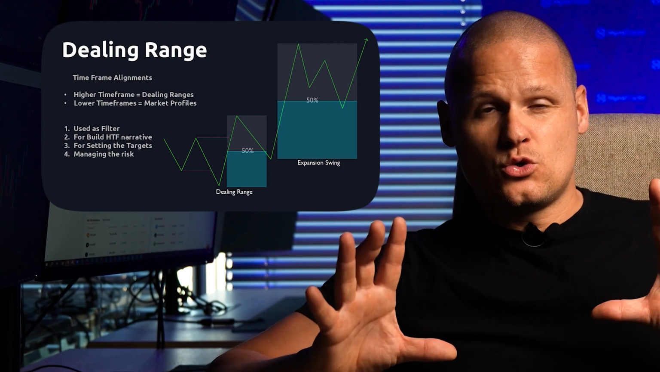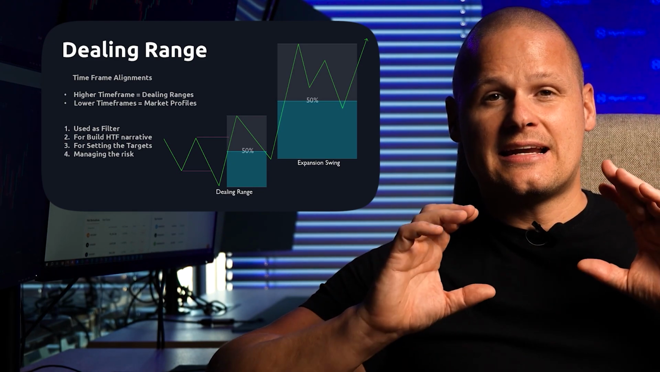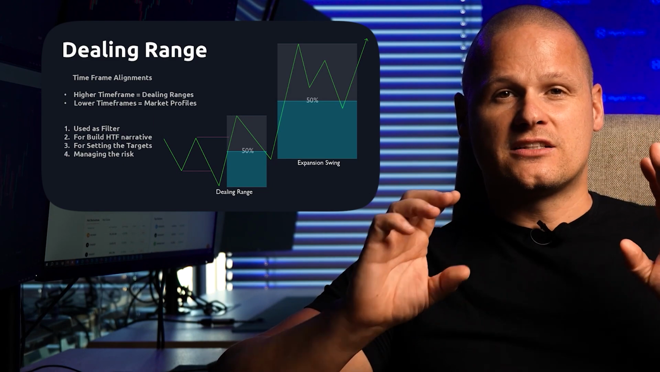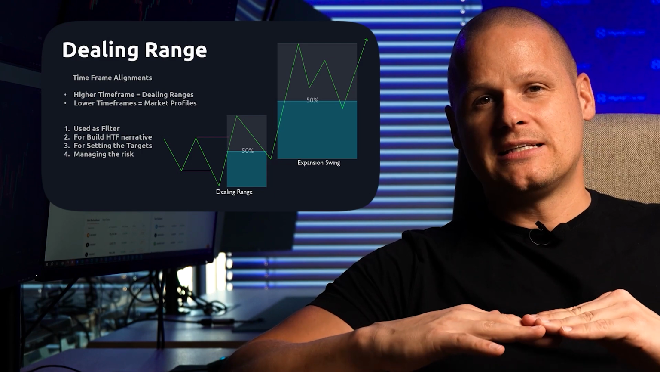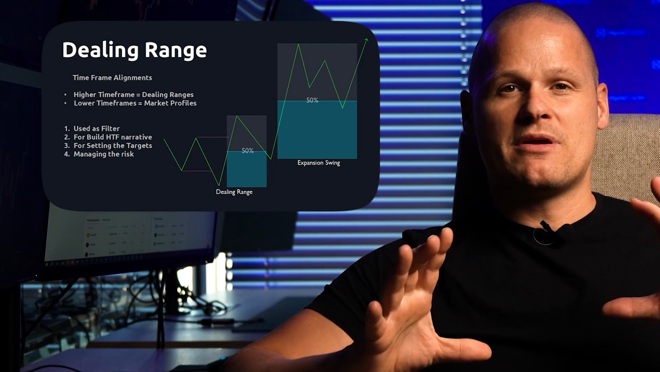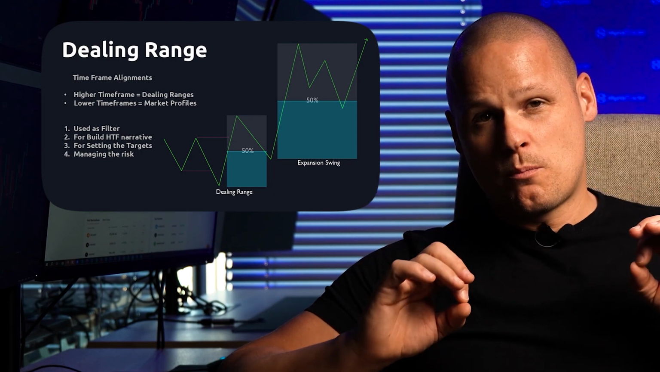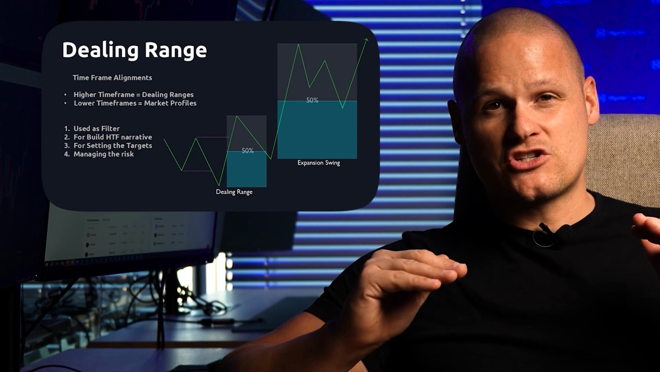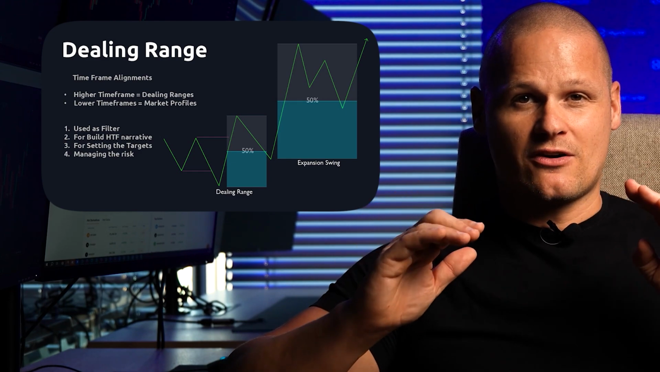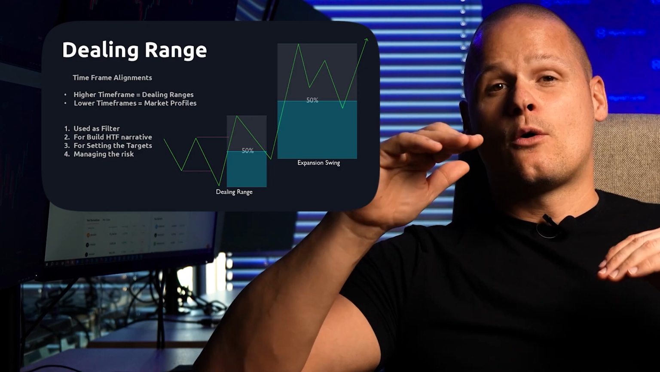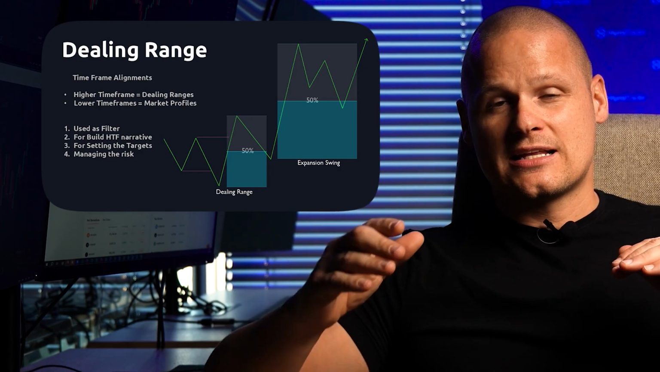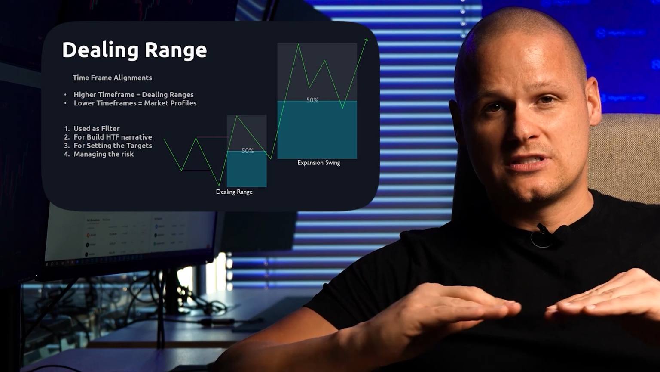So how can we use this information? It can help us filter trades by only trading buys in the discount and sells in the premium. It can help us build a narrative for the potential trade. So as I was saying, if we get a pullback in the premium prices, our narrative and the reason for the next trade could be a sell into the discount.